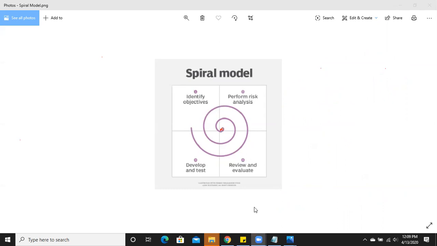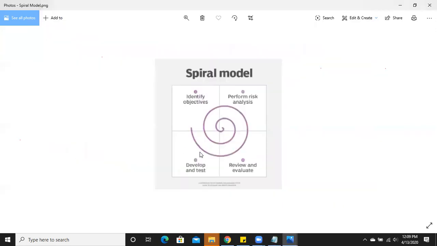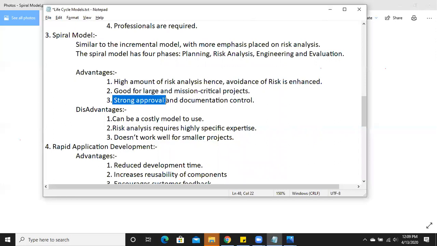Okay, so this is all about the spiral model. Let's move to the next advantage, that is strong approval and documentation control. Now, what is the meaning of this? Strong approval means, because there is iterativeness in our system, so our project will. Yes. So, strong approval and documentation control means we will document only the important part, right?